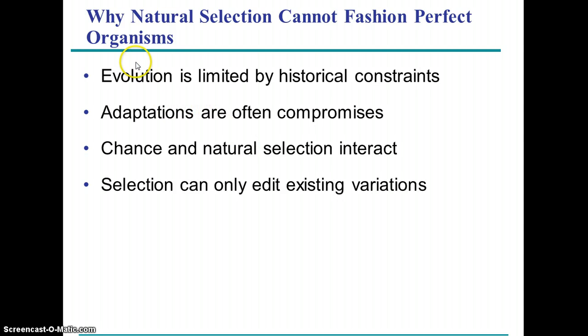So again, you can't fashion perfect organisms because of these historical constraints. Again, jack of all trades, adaptations are used for different things. There's a certain randomness to natural selection. And again, selection can only work on the variation that is there. Okay, that's it for chapter 23.